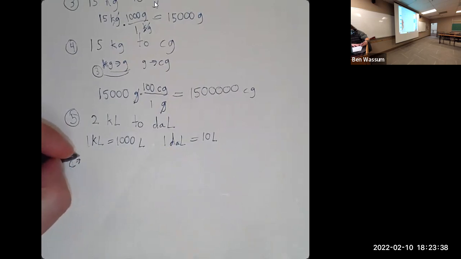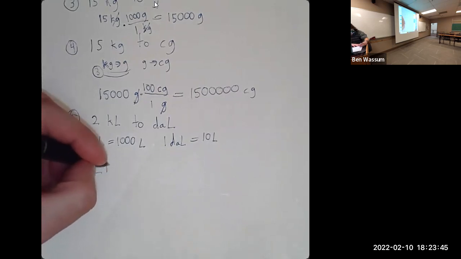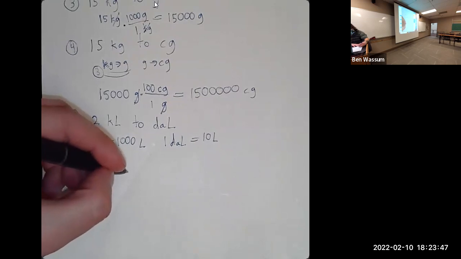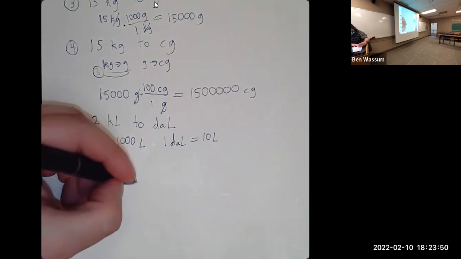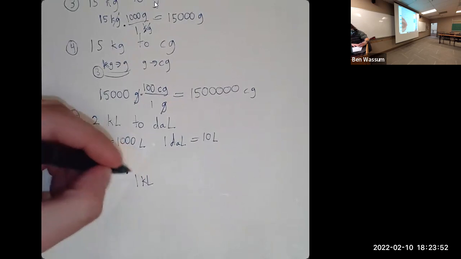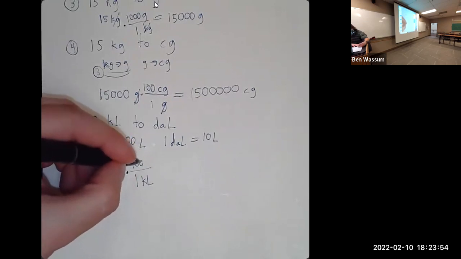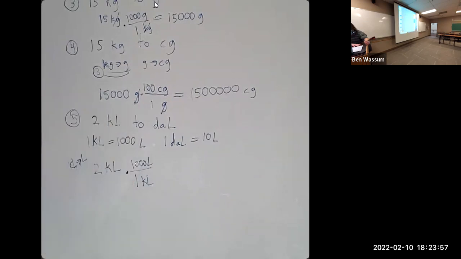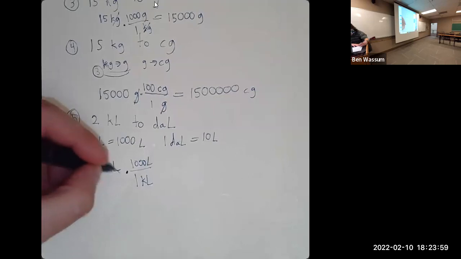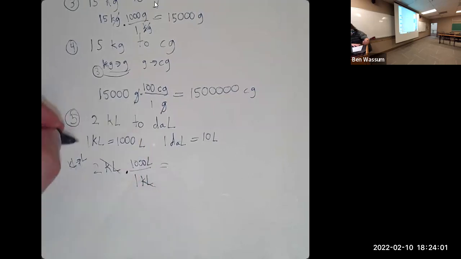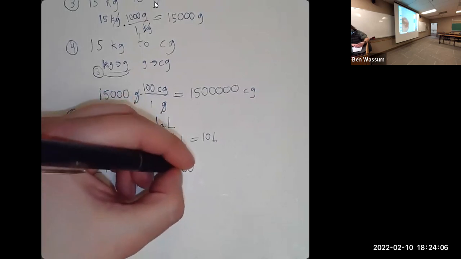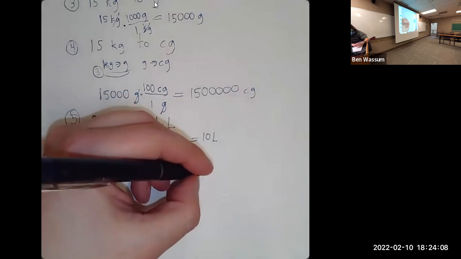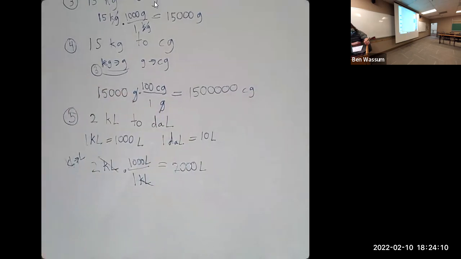KL to L. All right, so let's do that guy first. So I have 2 kiloliters. I'm going to go from kiloliters to liters. Makes sense. If 1 kiloliter is 1,000 liters, then 2 kiloliters is 2,000 liters. Kind of a pointless step, but you know, practice.